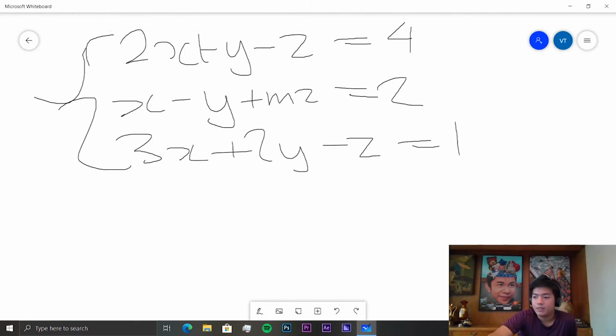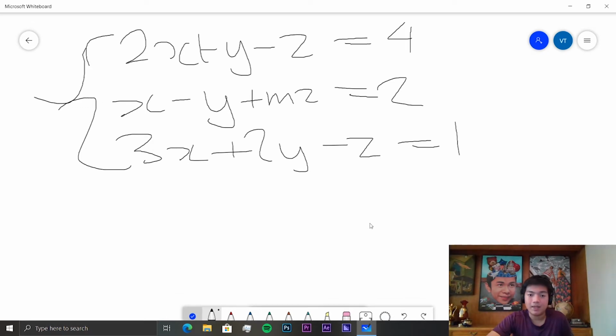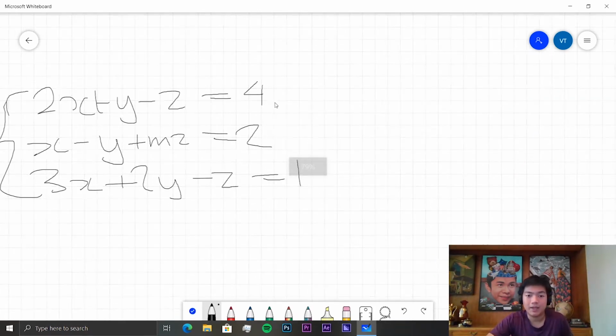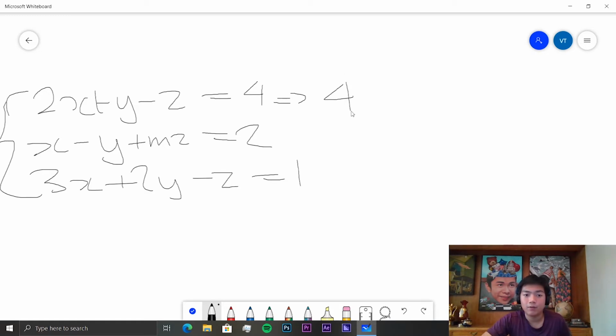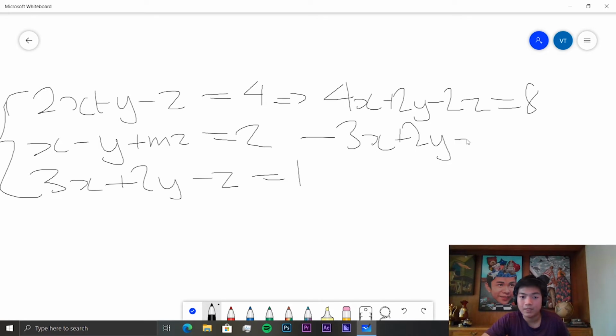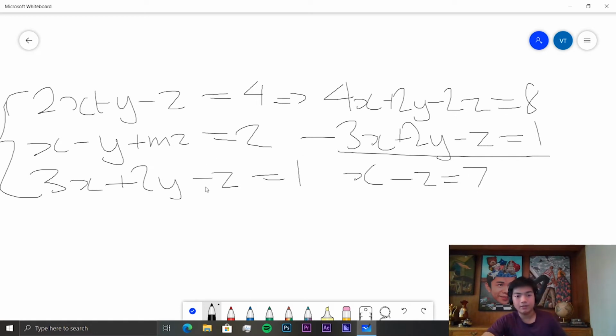Well, what I would do is I would start off by subtracting this. We would double this equation and subtract this equation from it. What do I mean by that? Well, it's like this. So we have this is equal to 4x plus 2y minus 2z, and this is equal to 8. And if we subtract 3x plus 2y minus z from this, we get x minus z is equal to 7. So that's one equation we can use.